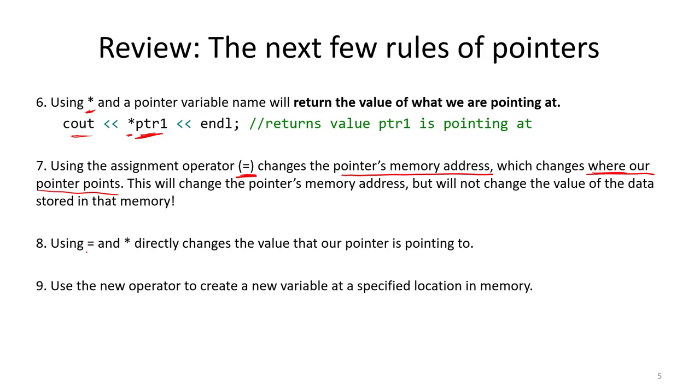Finally, another very important rule is using the assignment operator and the asterisk together. Suppose I have my pointer, maybe it's that int pointer PTR. Suppose it's pointing at some variable. If I use asterisk PTR equals 10, that's actually going to say go where PTR points and change the data there to be 10. So using equal and asterisk together will directly change the value that that pointer is pointing at.